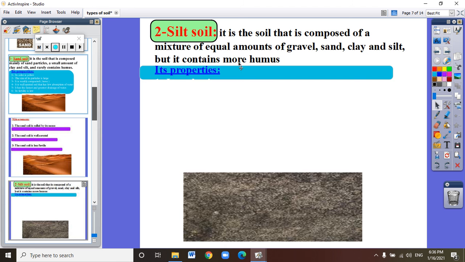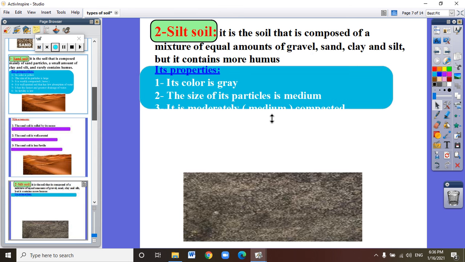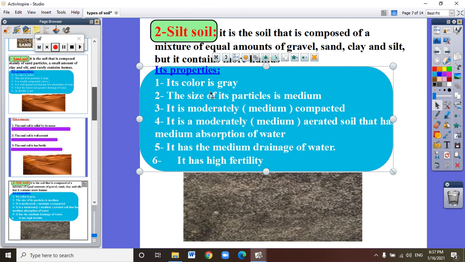it contains more humus. Its properties: its color is gray, the size of its particles is medium, but the sand was large. It's medium compacted, but the sand was loose. It's medium aerated, but the sand was very well aerated soil. It's also medium in absorption of water, and it has a medium drainage of water, and it has a high fertility.